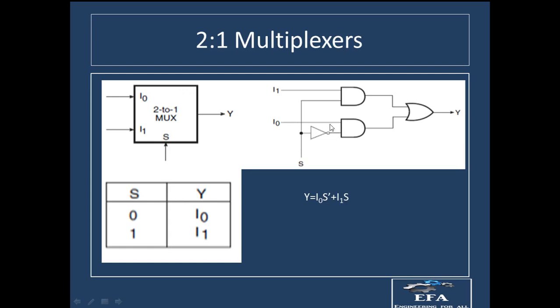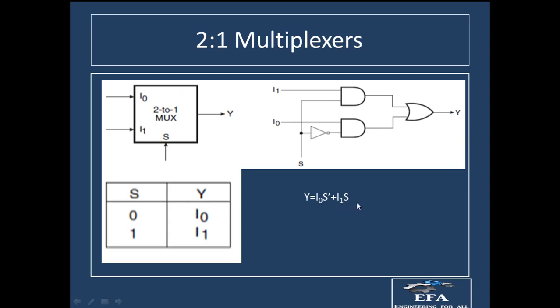So I naught is coming from here, and S complement is coming from here. So at this point we'll be having I naught into S complement. At the second part we'll be having a second AND gate into which we are giving I1 and S, so I1 into S will be coming at this point. Both these outputs will be ORed through this OR gate, and ultimately we'll be having Y, that is Y equals I0 S complement plus I1 S.